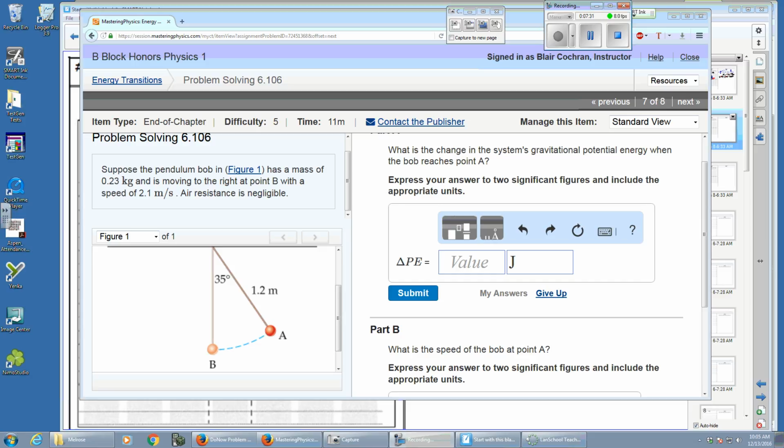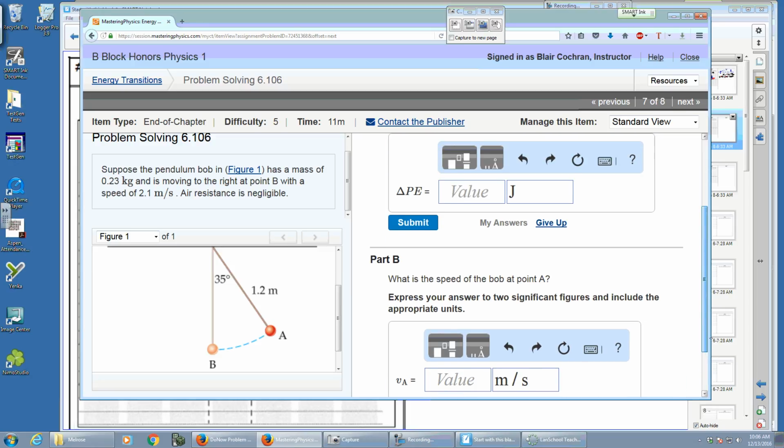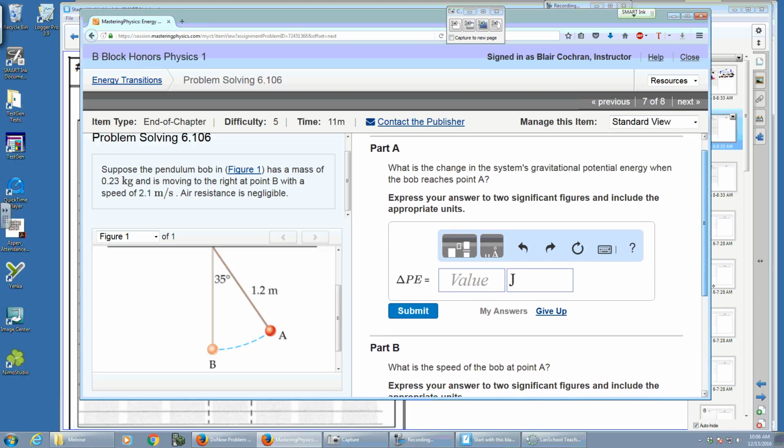So, they want to know about the gravitational potential energy when the bob reaches A, and the speed of the bob at point A. Oh, good. And they tell us all this about point B, it has the mass of this, and is moving. Oh, it's moving, it must have kinetic energy.